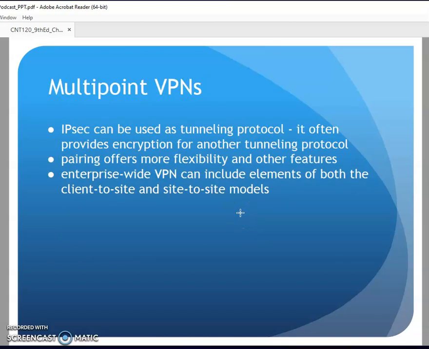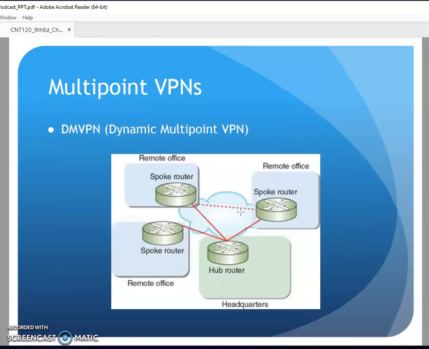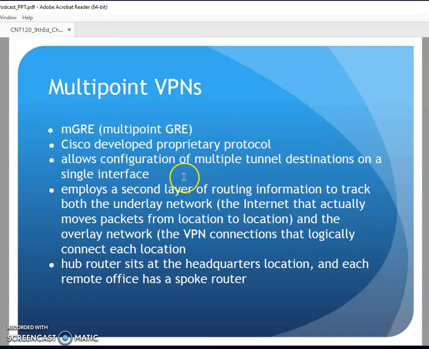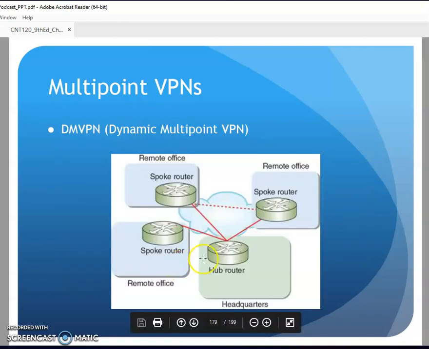We can have multi-point VPNs. I think there's an example out here where I might actually have VPNs between sites, if you will. So with that one, multi-point GRE, this was a Cisco proprietary protocol. I have multiple tunnel destinations on a single interface, and this hub sits at the headquarters to be able to connect these multiple VPNs, so allowing for multiple VPN connections.